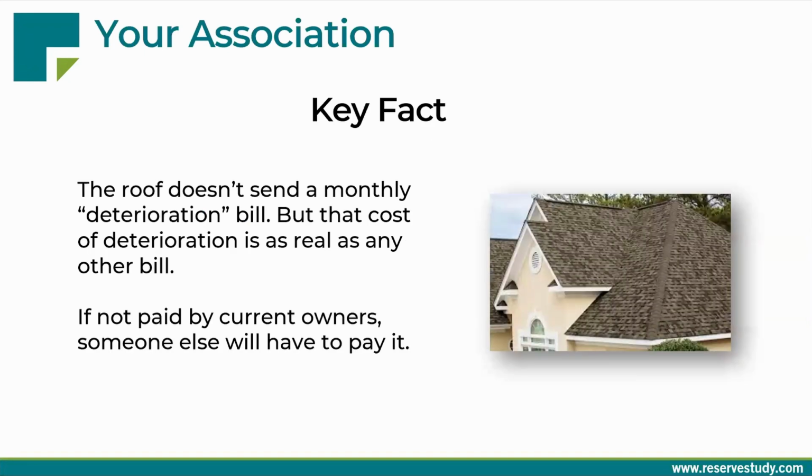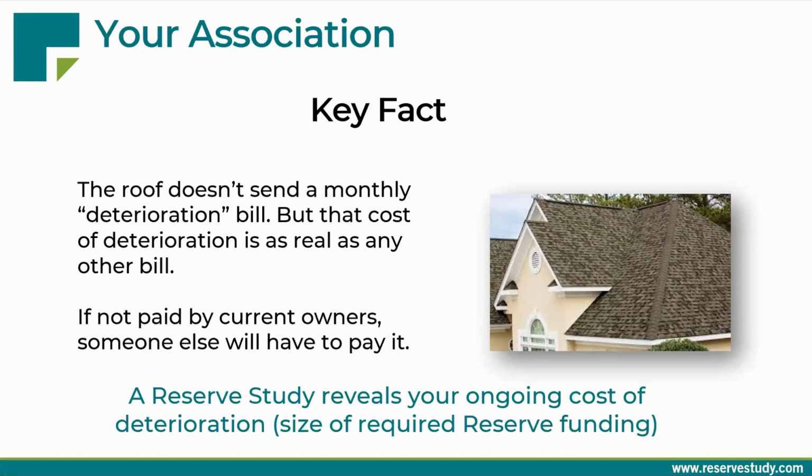But what about reserves? The truth is that the roof deteriorates every month. That cost of deterioration is as real as any other bill. You can see it as a monthly deterioration. If the board doesn't pay that bill that month, it only builds up until a time when someone else will need to pay that same bill a little bit later. And a reserve study is where you find that monthly bill of roof deterioration and asphalt deterioration and carpet deterioration and front gate deterioration and everything common area at your association.